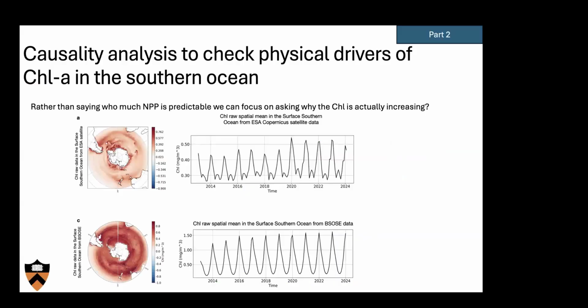So here I have applied it to the increasing chlorophyll happening in the Southern Ocean. And the first two figures here are the same map I showed you before from the European Copernicus satellite data, which showed this increase. And here I select only the time period from Bisosi.